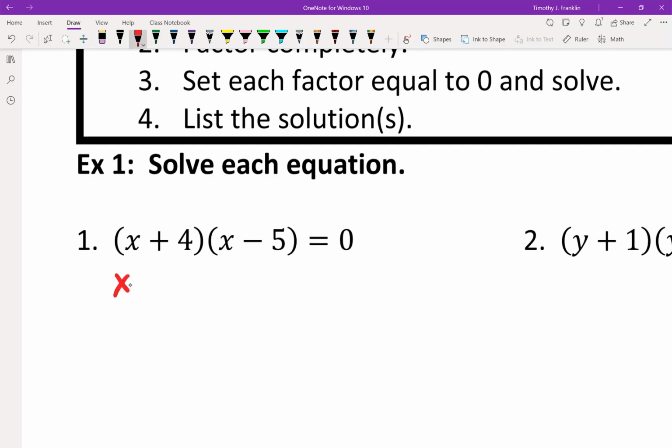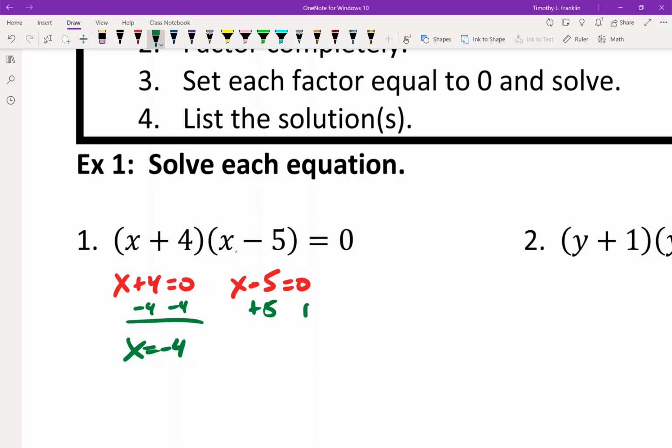So we have x plus 4 equals 0 and x minus 5 equals 0. Because they're being multiplied together, the product is 0. So we need to see what values of x give us 0 for one of these, which would make the entire thing equal to 0. So we just solve each one. Here we subtract 4, so x equals negative 4. And here we add 5, and so x equals 5.